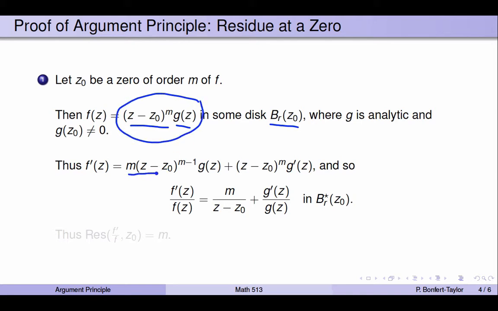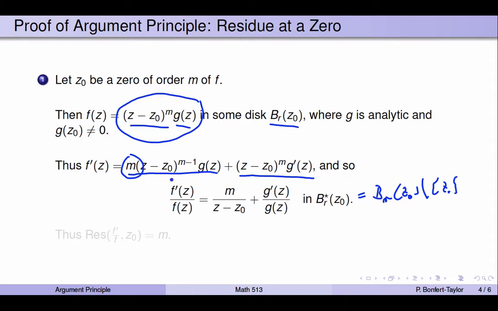And if you divide m times (z minus z0) to the m minus 1 times g by f, the g's cancel out and most of the (z minus z0)'s cancel out. There's only one of them left in the denominator, and there's this m left right here. So it's m divided by z minus z0. And for the second term, if you divide (z minus z0) to the m times g prime by f, the z minus z0 goes away altogether, and we're left with g prime over g. And this is true, well, not at z0 itself, because at z0, f has a zero, and so we would be dividing by zero. But it's true in the punctured disk, B_r star of z0. By this notation, I mean the ball of radius r centered at z0, where we're taking the center away. So it's the punctured disk.